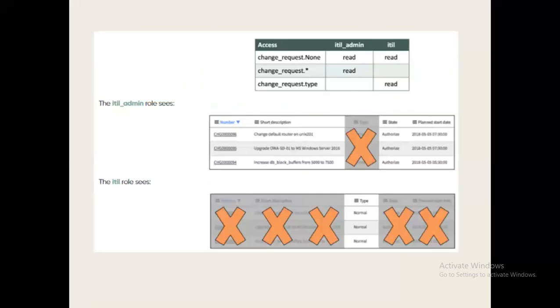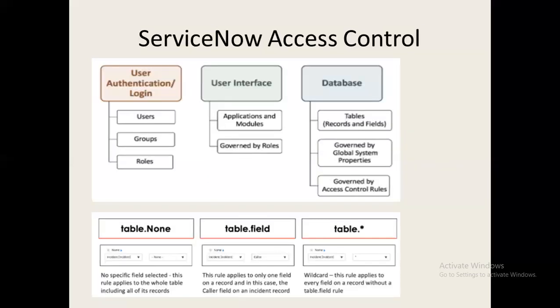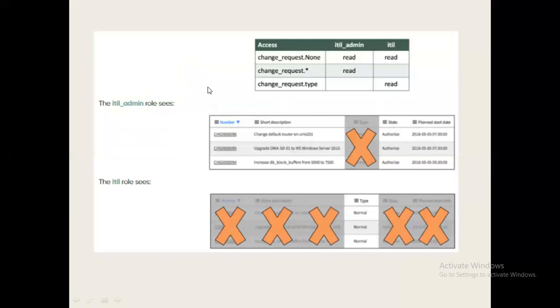So do you have any questions on this concept? Otherwise, I can show the example also, right? If you don't have any questions. Right. So just understand this. For example, I have a table called change request. And on this table, there is one condition, none, where I have not selected any field per se. The second condition is I have selected all the fields. And the third condition is I have selected one field only, which is called type. These are three different ACLs I have applied.